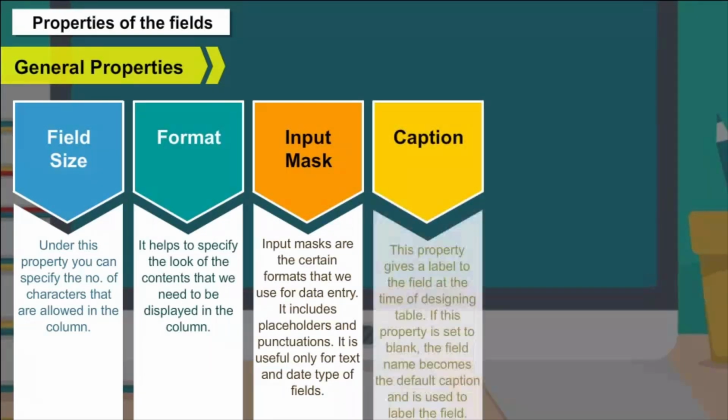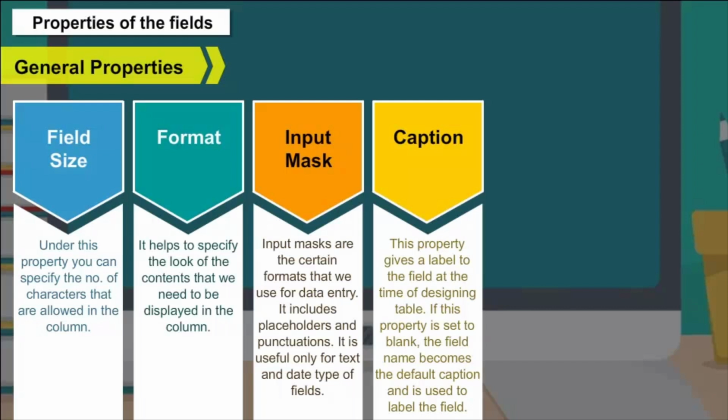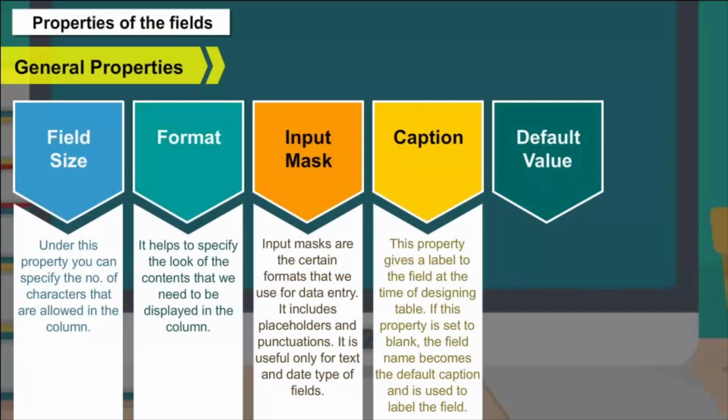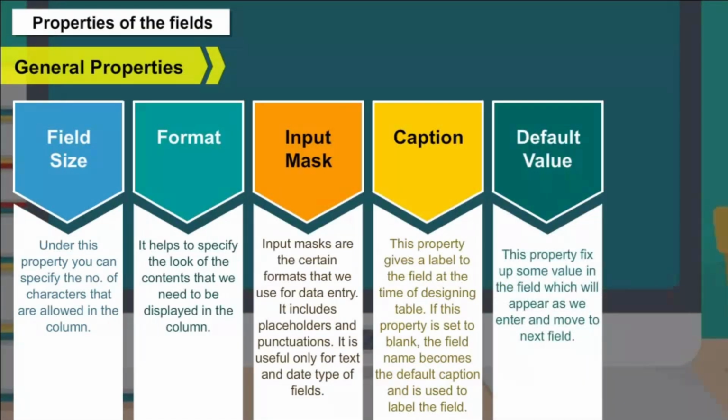Caption. This property gives a label to the field at the time of designing table. If this property is set to blank, the field name becomes the default caption and is used to label the field. Default value. This property fixes up some value in the field which will appear as we enter and move to next field.